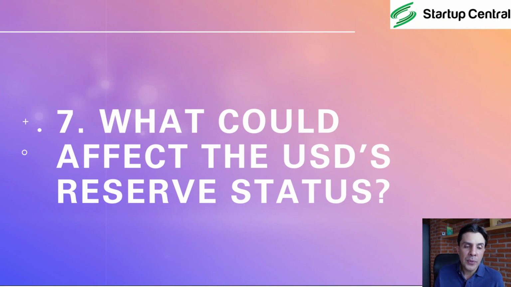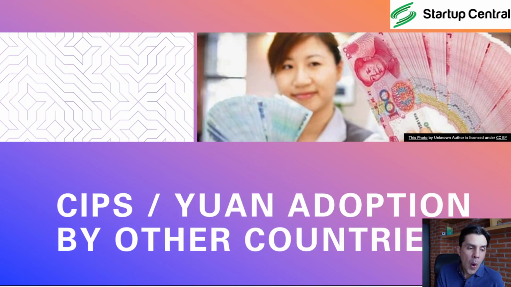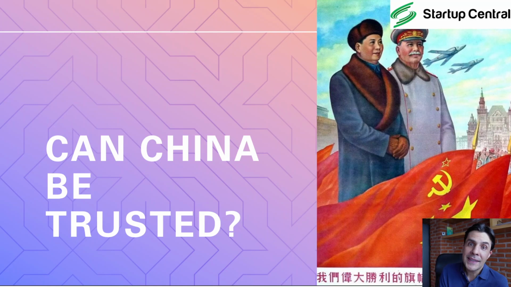What could affect the US dollar's reserve status? One, CIPS, which is the Chinese International Payment System, the alternative to SWIFT, along with the yuan adoption, needs to be embraced by other countries. So if they create their SWIFT alternative, will other countries use it as opposed to using the SWIFT system? Now, the SWIFT system is old, it's clunky, and now the Fed is working on something called FedNow, which is also based on blockchain. I love blockchain. If it's adopted by other countries, then it's going to be a hard hit for the US dollar and the US economy in general. The question is, can China be trusted?